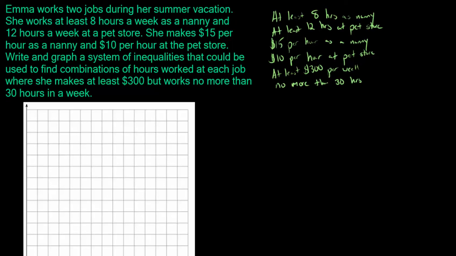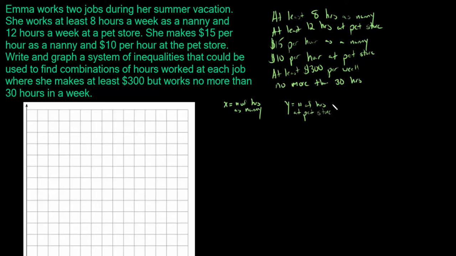A lot of the time, the question or what we want out of the situation tells us exactly what the variable should be. It says, write and graph a system of inequalities that can be used to find combinations of hours worked at each job. So we have 2 jobs. The amount of hours we can work at each of those jobs can change. There's our variables. So I'm going to say x is the number of hours as a nanny, and y is the number of hours at the pet store.